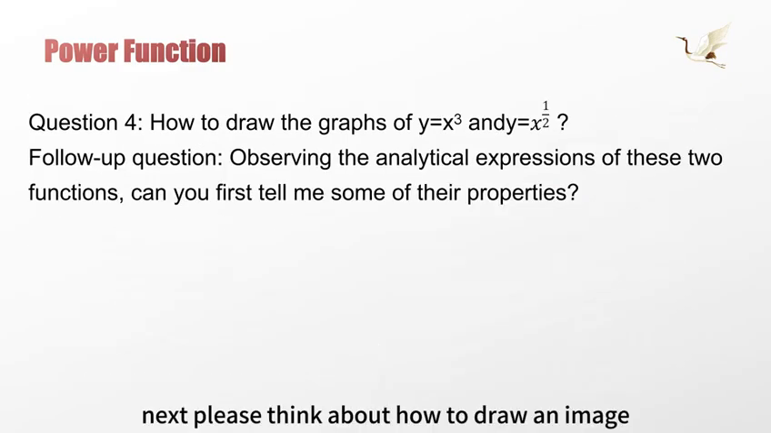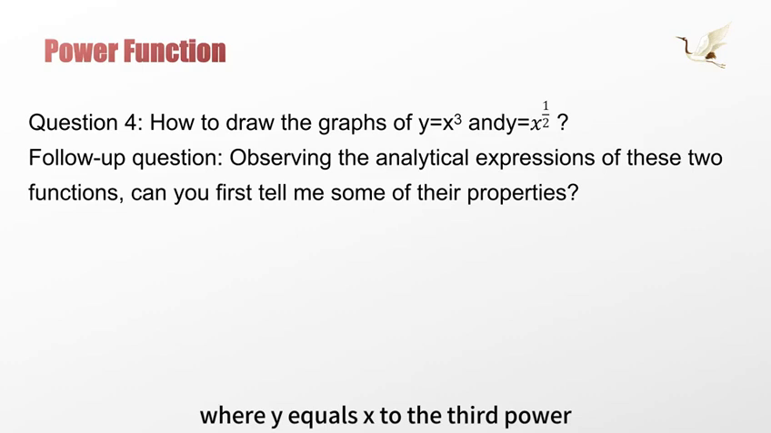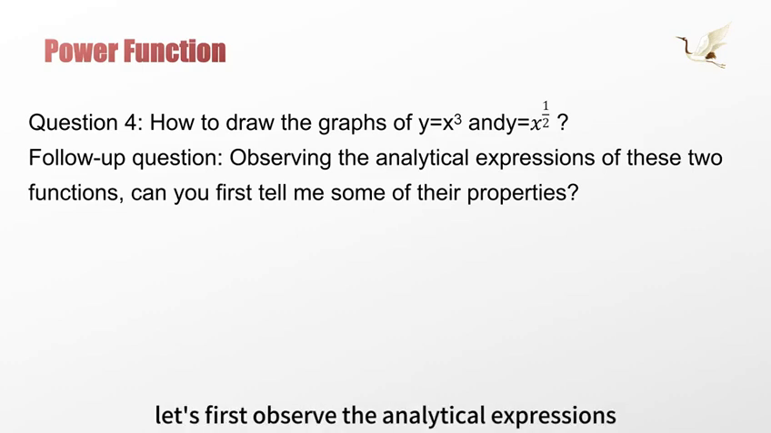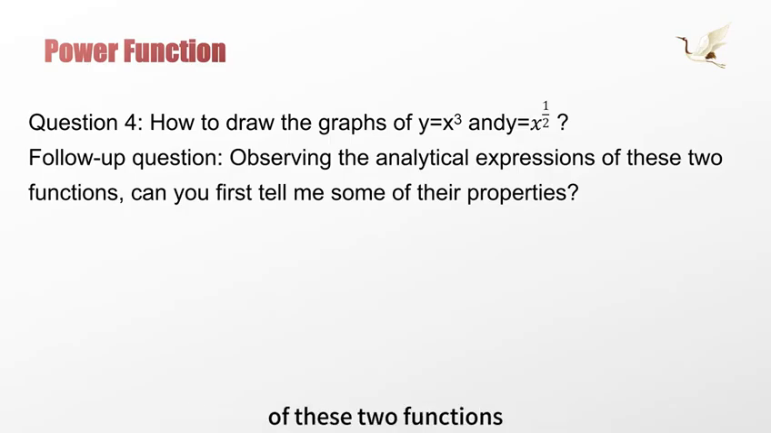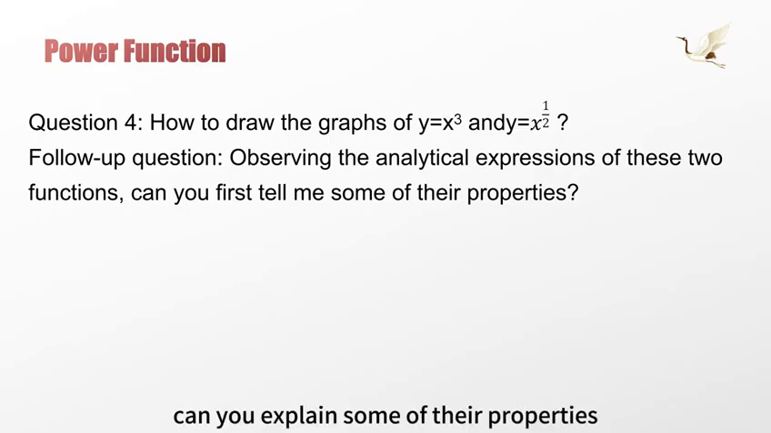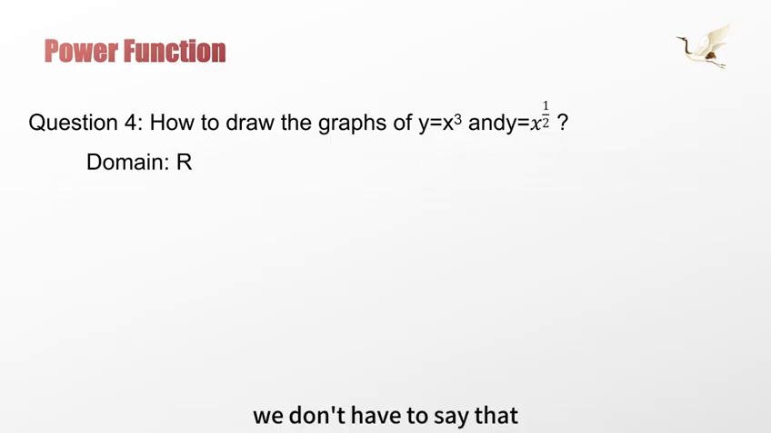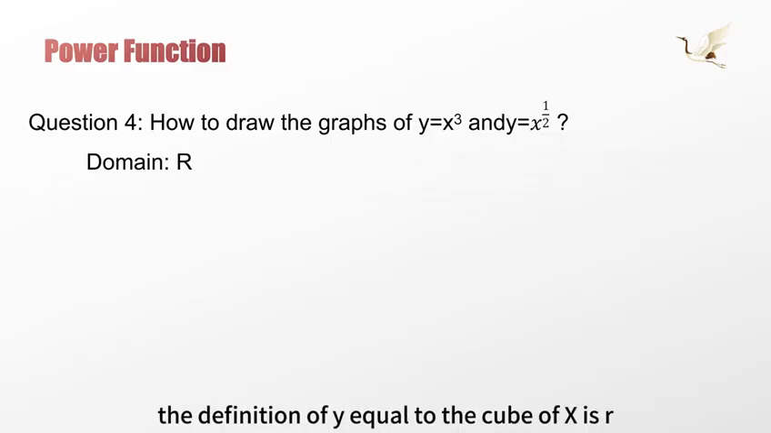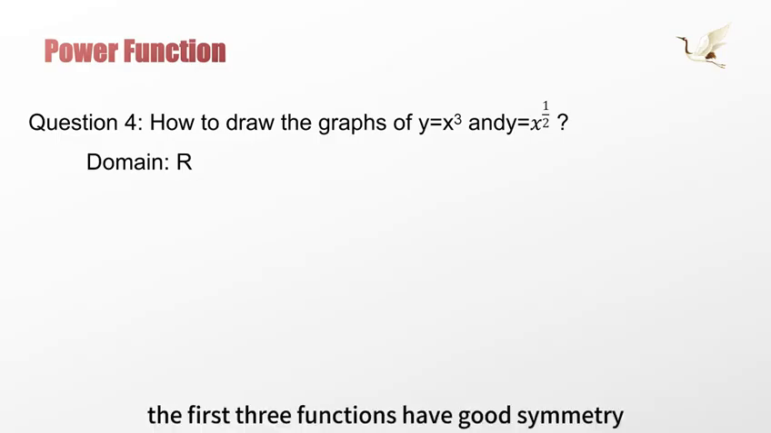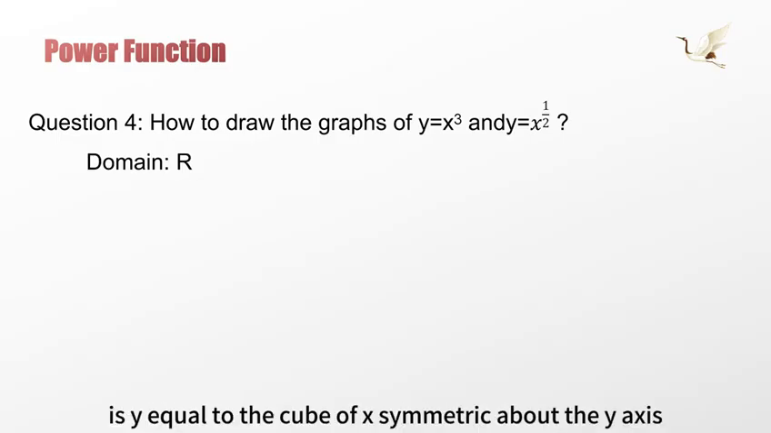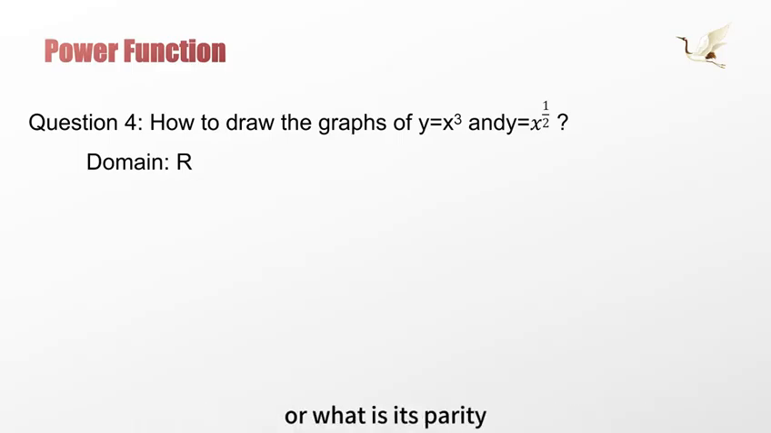Next, please think about how to draw the images of y = x³ and y = x². Let's first observe the analytical expressions of these two functions. Can you explain some of their properties? We don't have to say that the domain of y = x³ is R. We know that the first three functions have good symmetry, so is y = x³ symmetric about the y-axis or about the origin? Or, what is its parity?